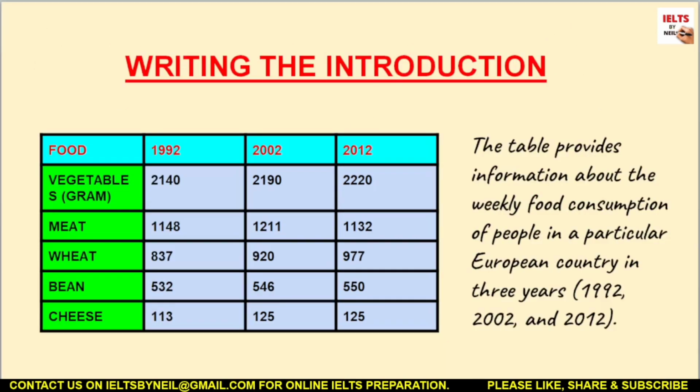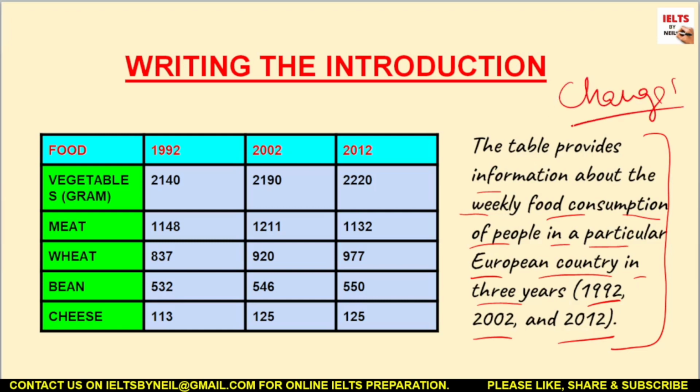If you look at this one here, the table provides information about the weekly food consumption of people in a particular European country in 3 years, 1992, 2002, and 2012. So what I've done is I've changed some words, but I have made sure that the meaning of the sentence is still the same. That is very important. You can change some words, but the meaning will always be the same. Changing words should never change the meaning of the sentence. This is a very crucial thing that you have to keep in mind.